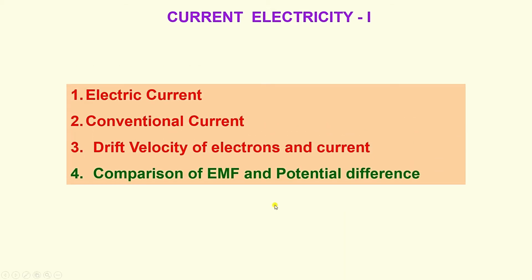Today we are going to study current electricity. In this module, we will discuss the electric current, conventional current, drift velocity of electron and current, and the comparison of EMF and potential difference.